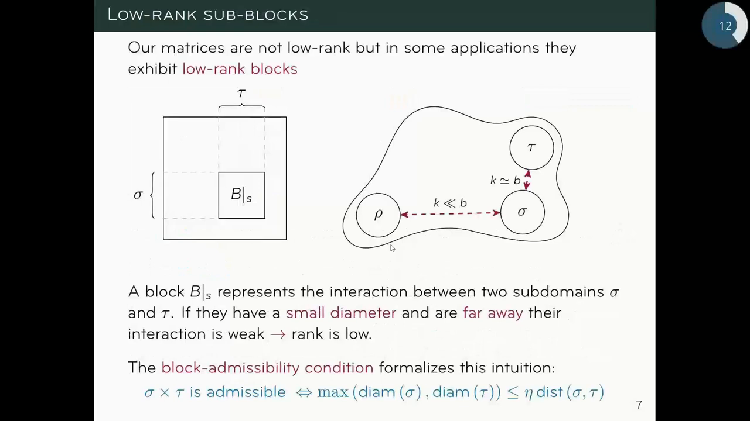Now, unfortunately, the matrices that we're working with are not low rank, which means that we cannot compress them right away. But we can prove that within those frontal matrices that I showed a couple of slides ago, we can identify small blocks which have this low rank property. This is quite easy to understand because a block essentially represents the interaction between two subdomains of the domain where the problem is defined. And if these two subdomains are far away from each other, they interact weakly, and this translates into the fact that the singular values decay very, very fast.